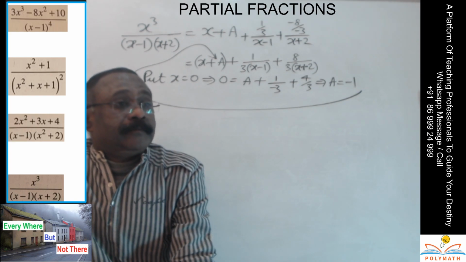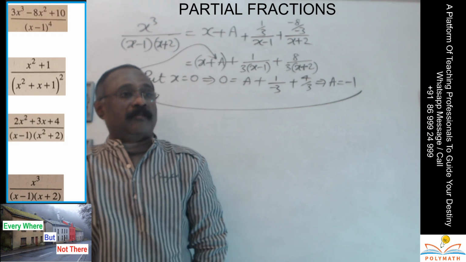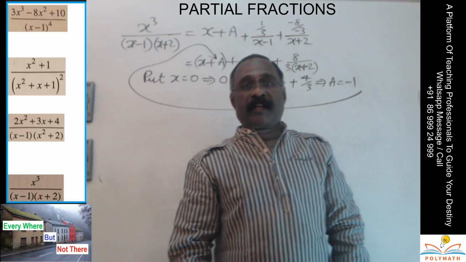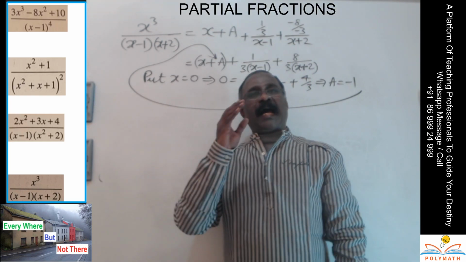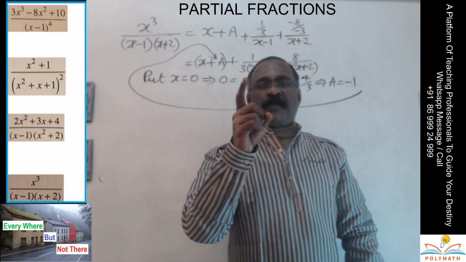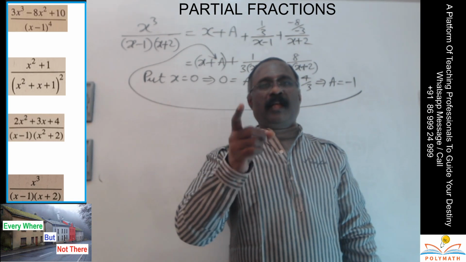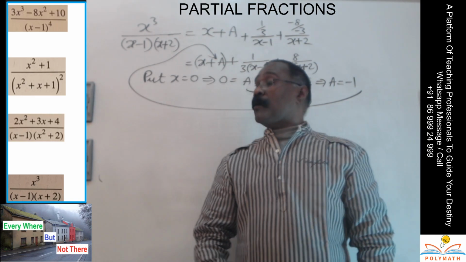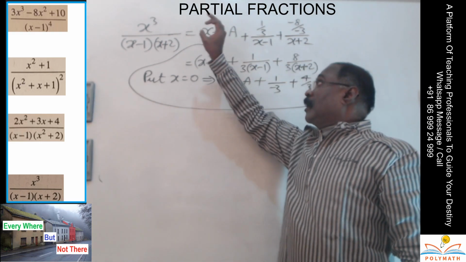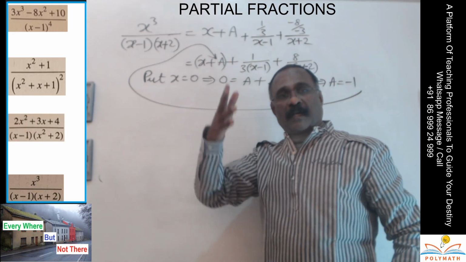What is it that I did? I have taken an improper fraction there. In that improper fraction, what did I do? First, I have to write the quotient, because partial fractions principles, whatever the methods are there, are applied only to a proper fraction. Whenever an improper fraction is given, you have to write it as improper plus proper.